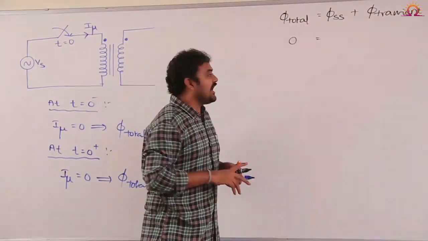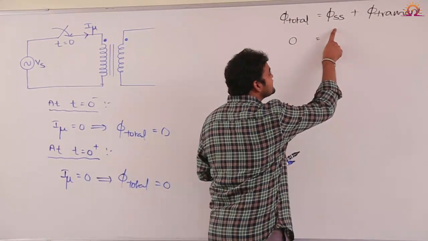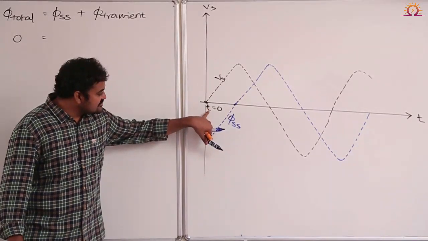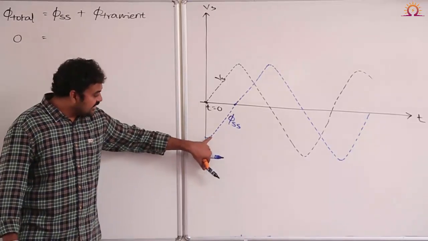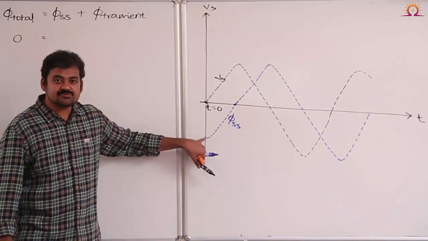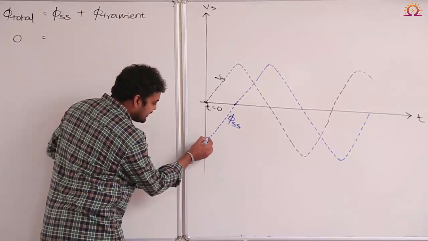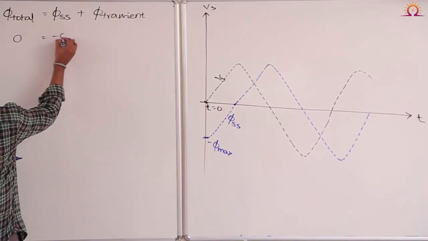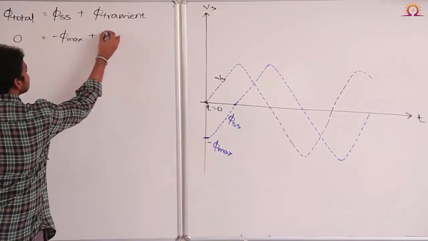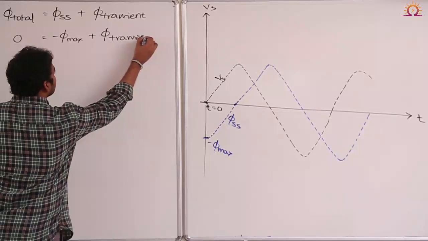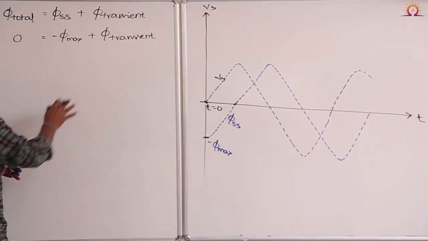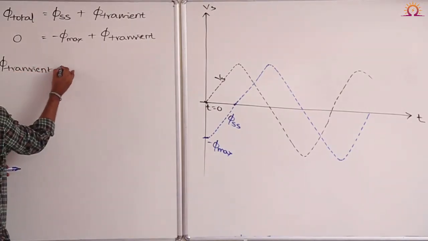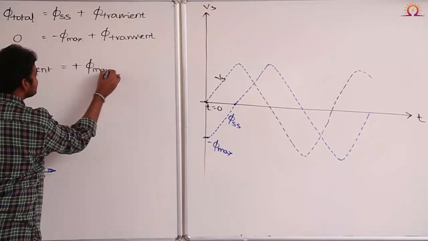Am I right? And what is the steady state flux or main field flux value at the time of switching? So main field flux value will be equal to, at the time of switching, t is equal to 0. From this waveform, can I say this steady state flux value is equal to this much? Can I say this is nothing but minus maximum value of flux? Am I right or not? So steady state flux value is minus phi maximum plus transient flux. Okay, this is at the time of switching. From this, can you separate transient flux magnitude? Therefore, transient flux magnitude is equal to plus phi max.